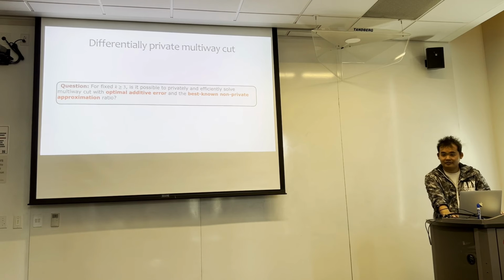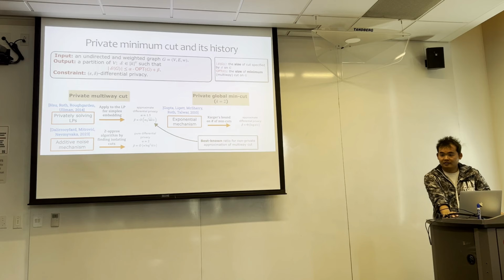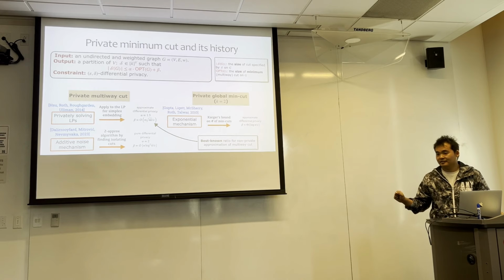Sorry, what is k here? k is the number of components: you want to separate the graph into at least k components, and the cut is between these. Okay, I see. That makes sense. So k equal to 2 is just the normal min cut, right?